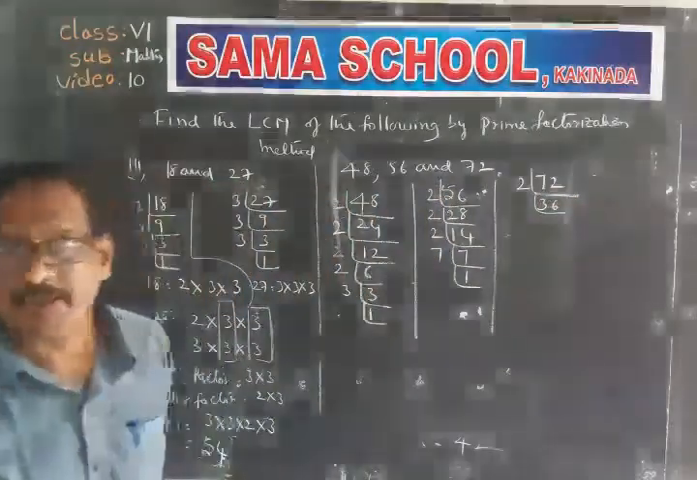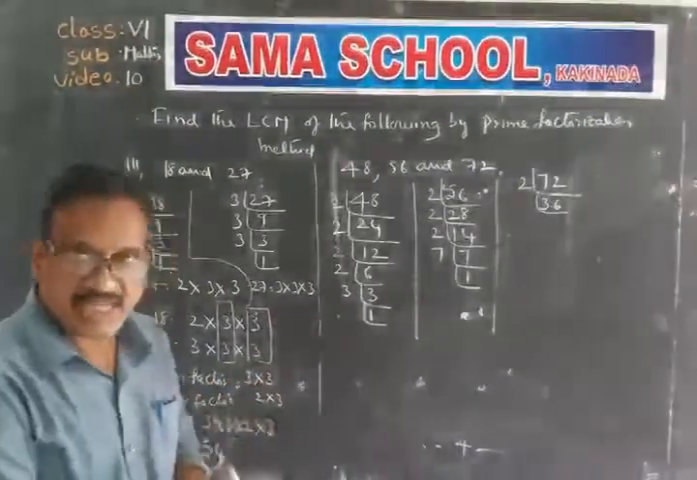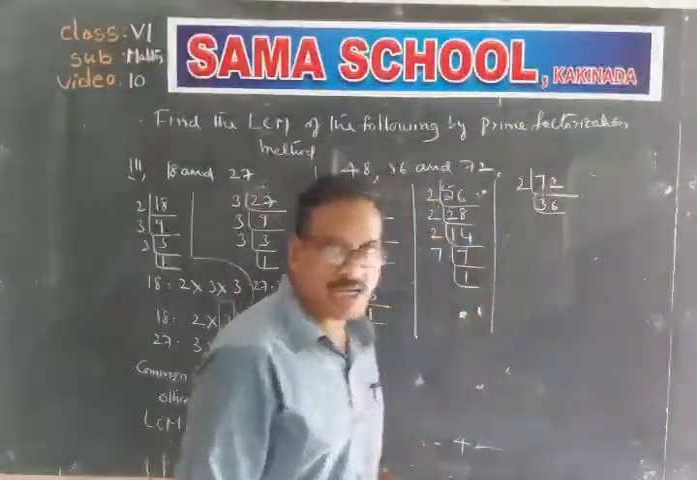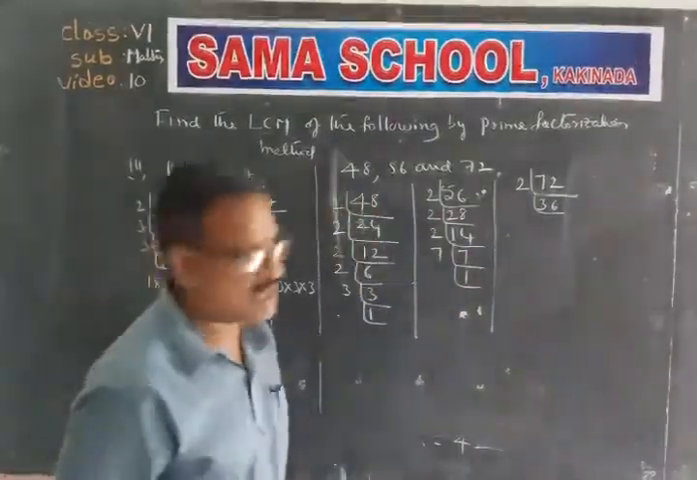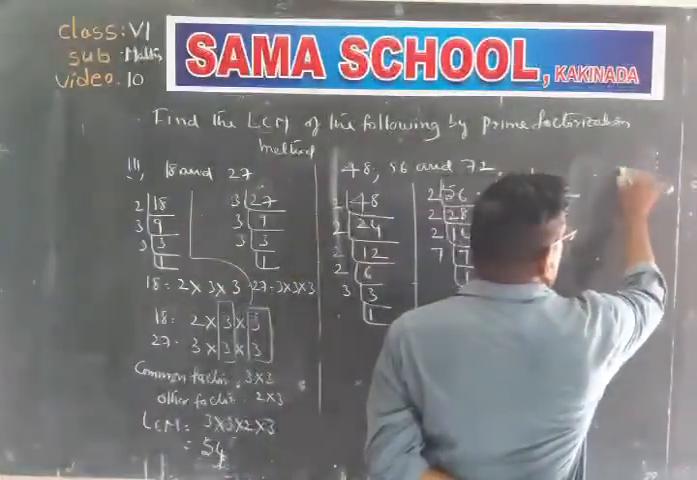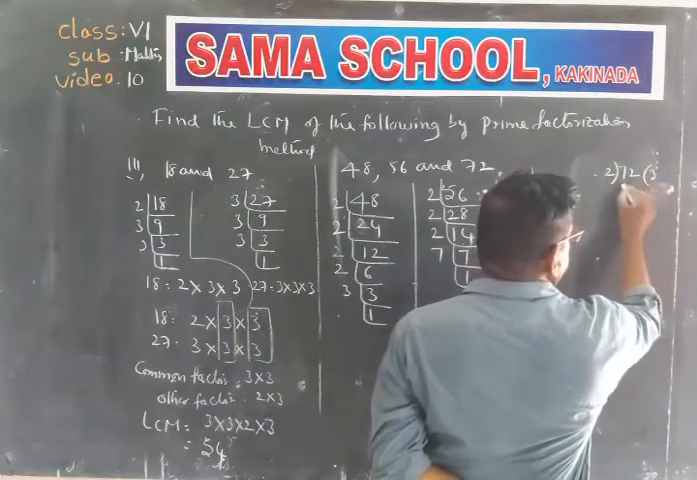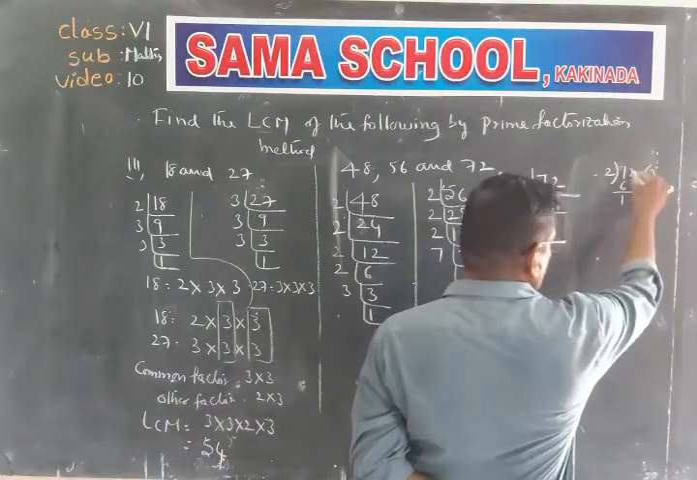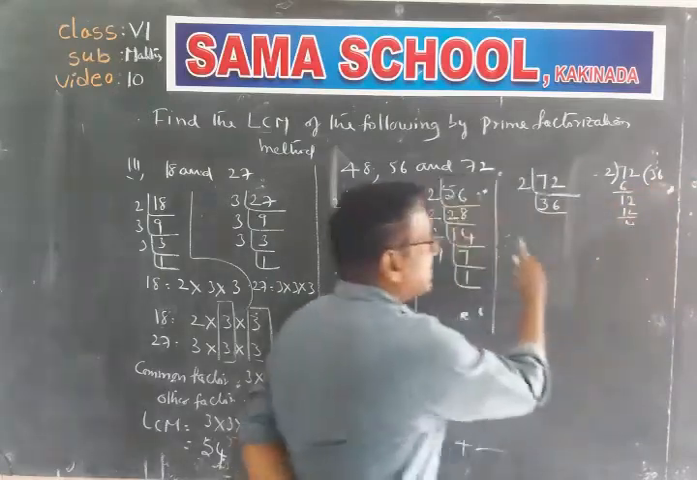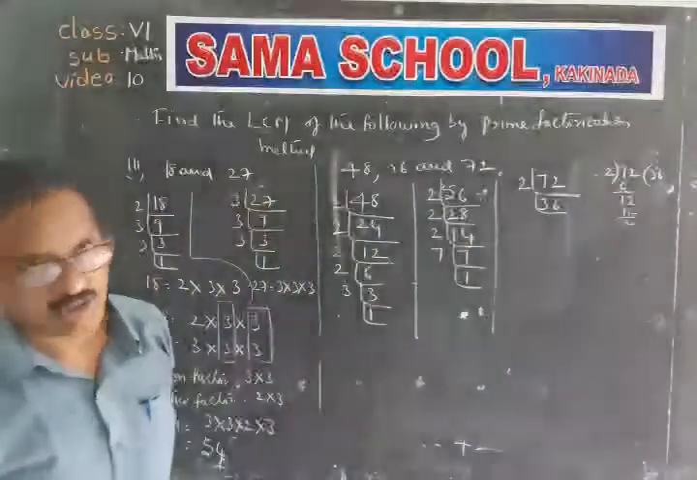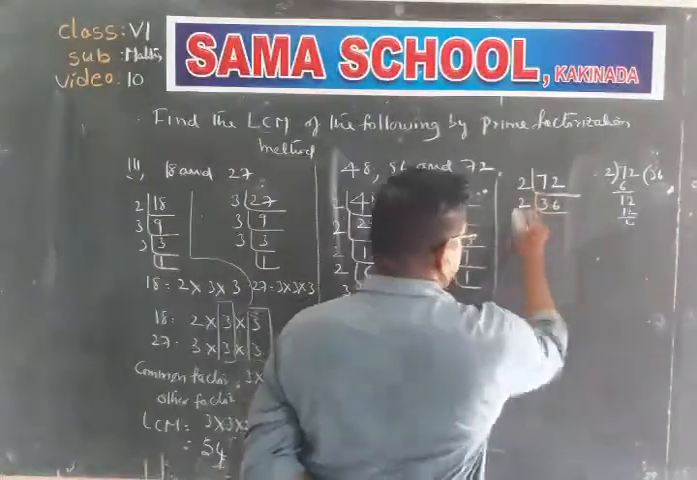The 72, how many times divisible? 2 3s are 6, the remainder is 1. 2 6s are 12. Okay. How many times is 72 divisible? 2 3s are 6, remainder is 1, 2 6s are 12. This is 36 times. Again you take 2.